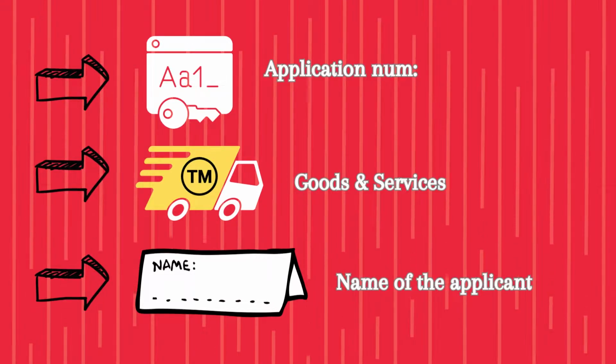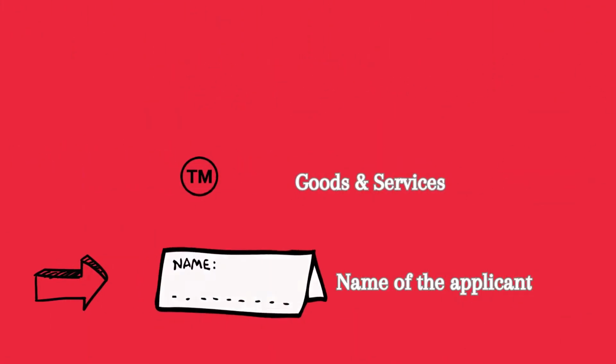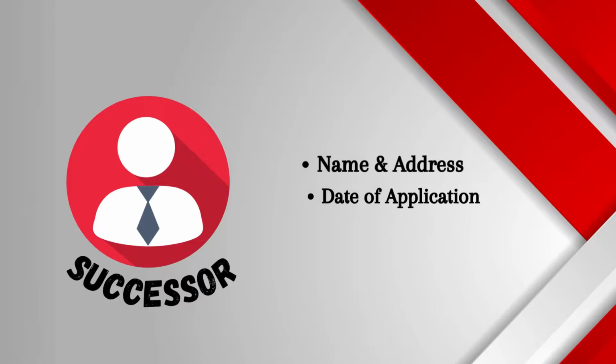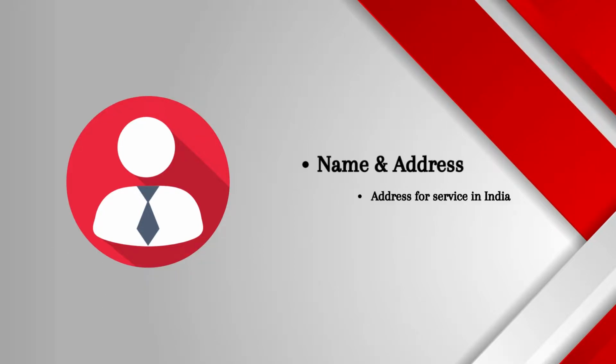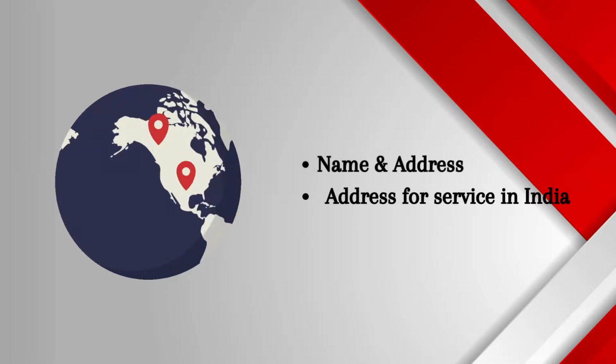If the opposition is filed by the trademark owner of an earlier mark, their name and address must be mentioned, along with an indication of their ownership. If a trademark licensee files the opposition, the licensee's name and address should be provided, along with the indication that they have been authorized to oppose. And if a successor files the opposition to the registered trademark owner, their name and address, along with the date of the application for the new proprietor, must be mentioned. If the opposing party is located outside India, their name, address, and address for service in India are required.